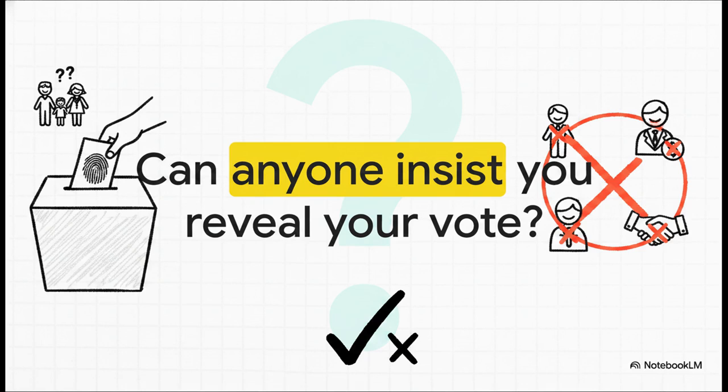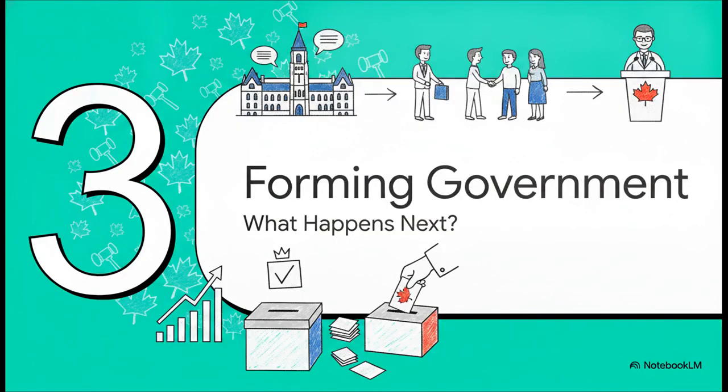Okay, let's simulate a quick test question to force some active recall based on what we literally just covered. Pop quiz. Can anyone legally insist you reveal your vote? The answer is a hard, absolute no. Not your family members, not your employer, and not a union representative. Literally no one has the right to legally insist you reveal your vote. So, if you see a multiple-choice question suggesting your boss or your spouse has the right to know, you know immediately that it's false. Let's look at Section 3, Forming the Government.